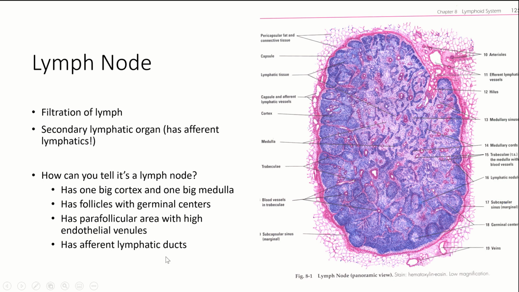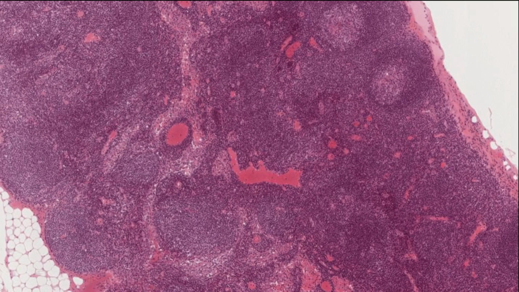And it does have afferent lymphatic ducts. Remember, we said that earlier. So if you look on the outside of here, sometimes you'll be able to see some afferent lymphatic ducts. That does kind of tell you you're looking at a lymph node.